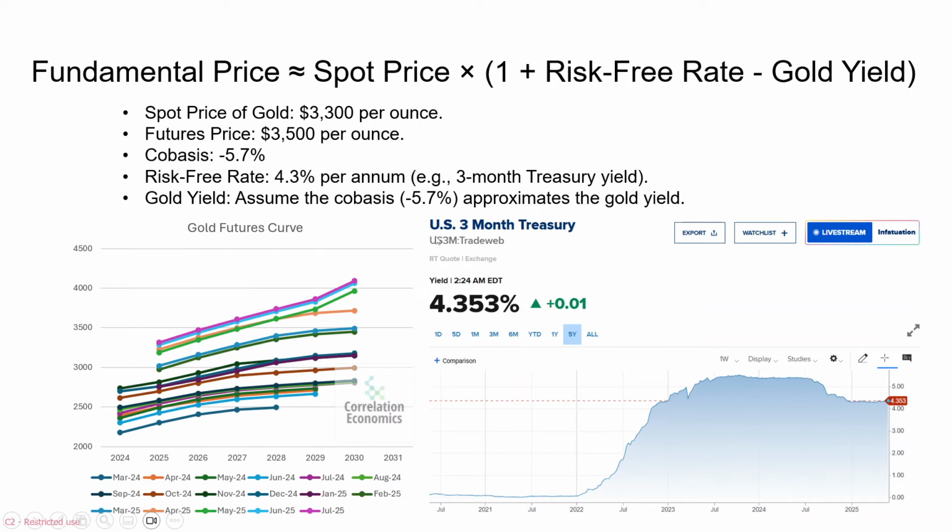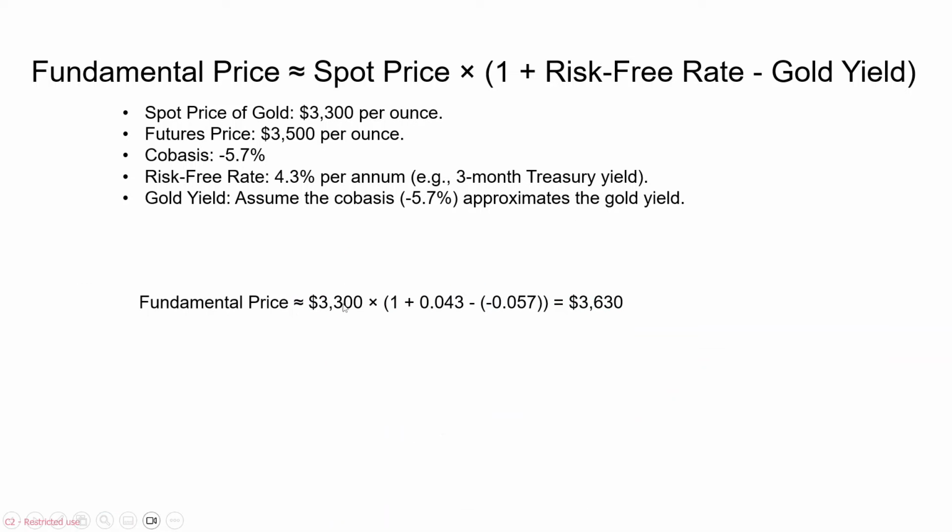Okay. Let's recapitulate all the parameters. So the spot price of gold is 3,300 currently. Futures price 3,500. Co-basis, we calculated it at minus 5.7%. Risk-free rate is just the 3-month treasury bill at 4.3%. Gold yield is the same as co-basis, so we can calculate the fundamental price with this formula.